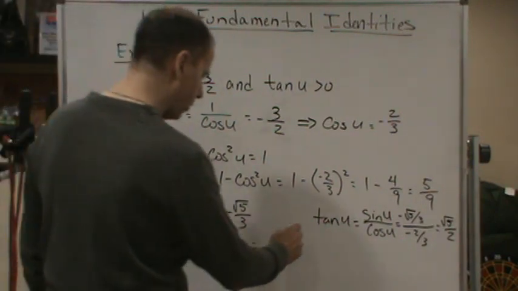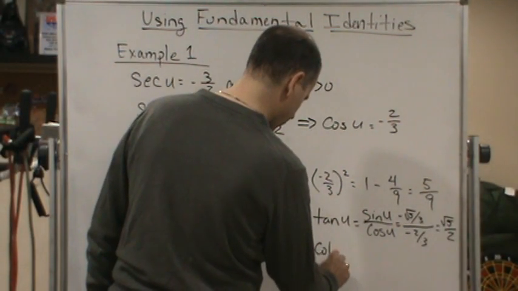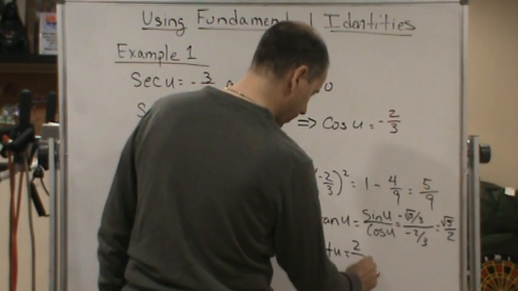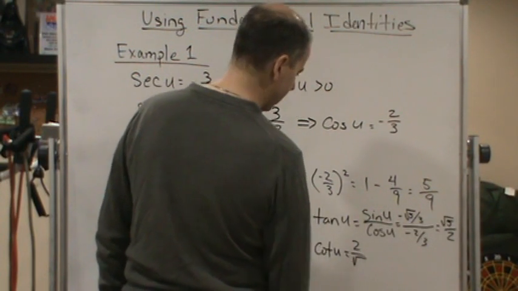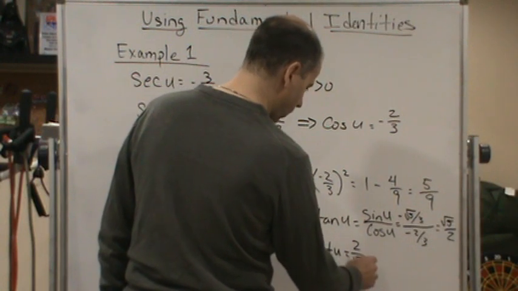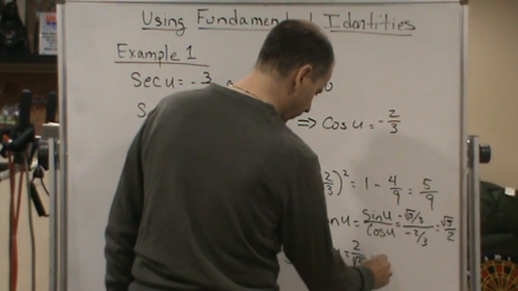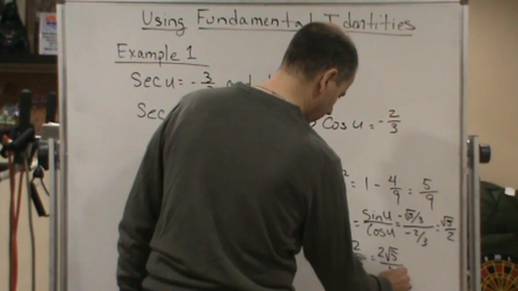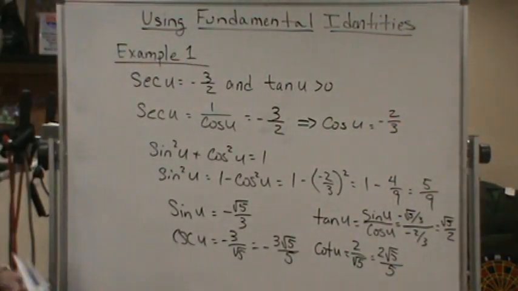And then of course cotangent u is going to be the reciprocal of that, which is going to be 2 over the square root of 5. But again, we're going to rationalize that, so that's going to be 2 root 5 over 5. All right, and that's it.